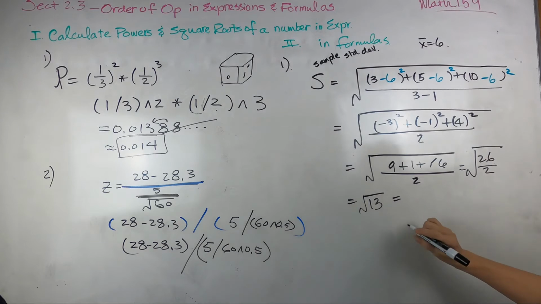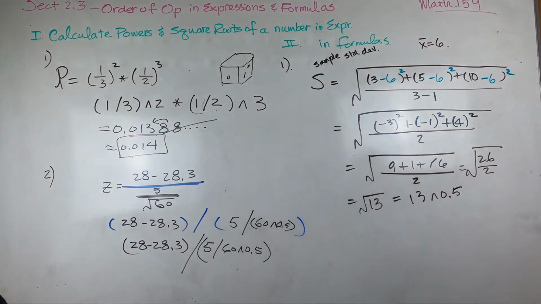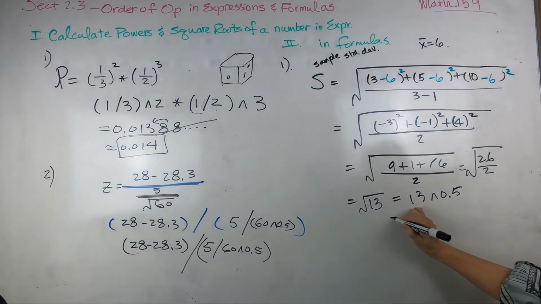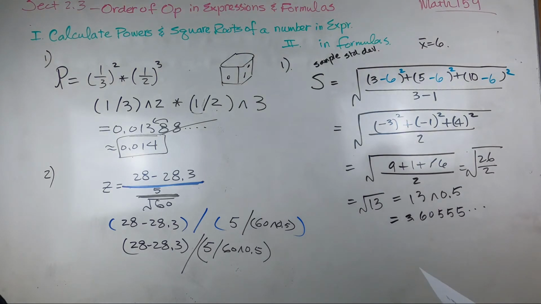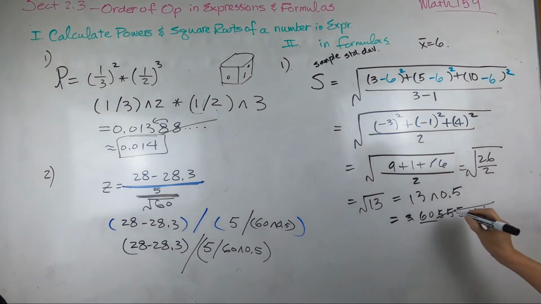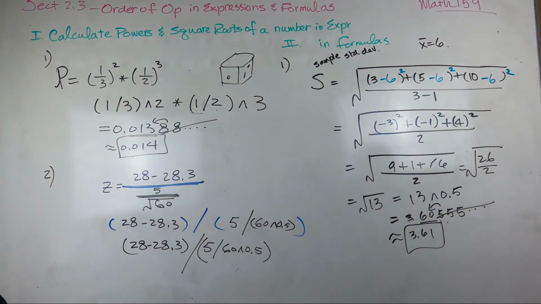Then you will use the calculator. You say, okay, square root is 0.5 power. Then we will have 3.60555. It says how many decimals do we need? Rounded to the nearest hundredth, right? Hundredth is this. We don't want this digit, so round up. So your answer should be this one.